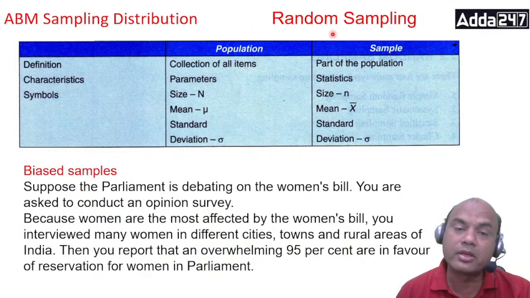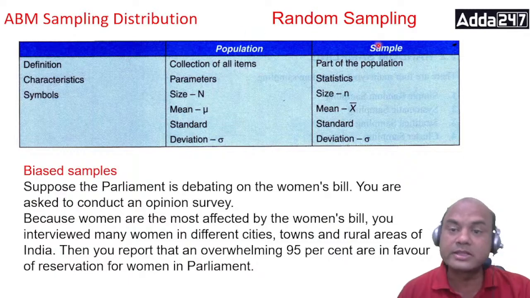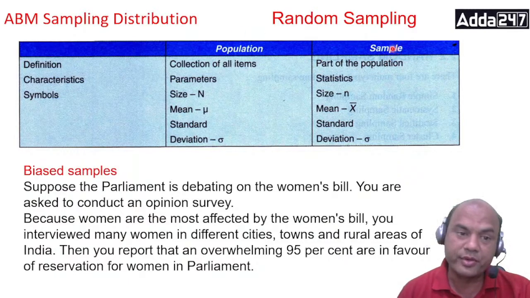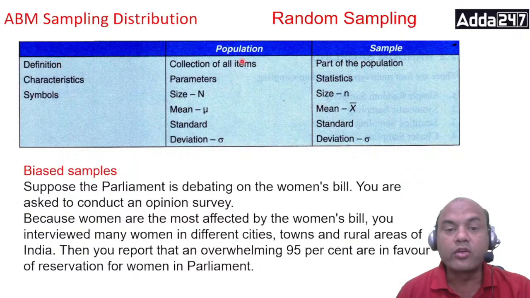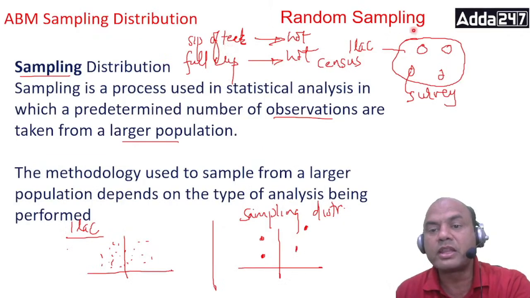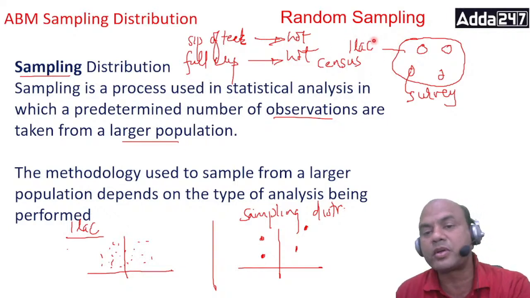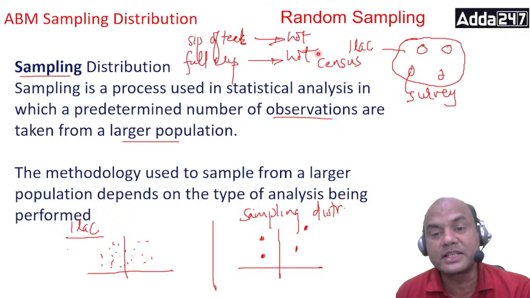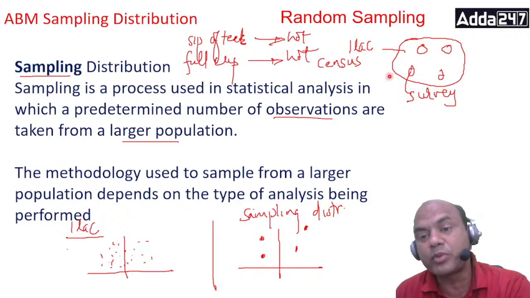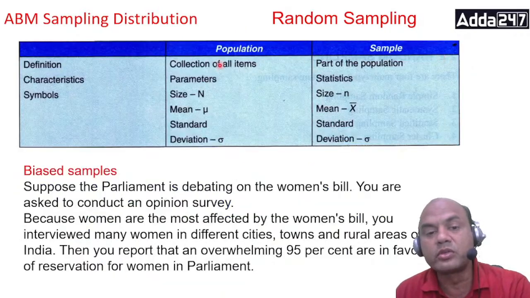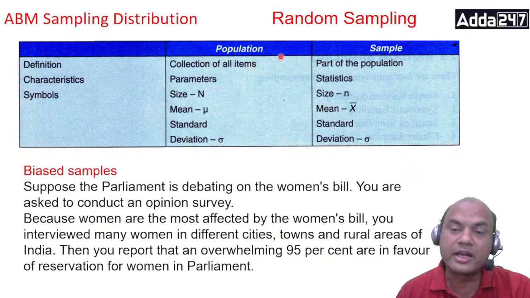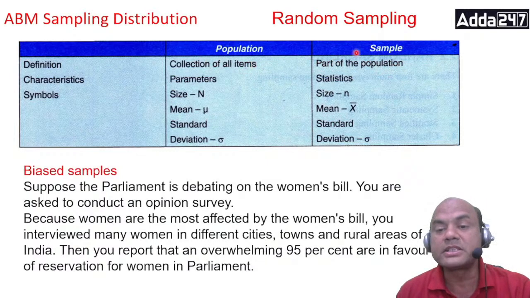Now what are the terminologies used for the population and the sample? Look at it. Definition of population: collection of all items, the full population. Suppose 1 lakh persons, as I told you, is the population of a city. If I do a survey of the full population, it will be called a census. And this is known as population. It includes the collection of all items. And the sample is part of the population, some part.